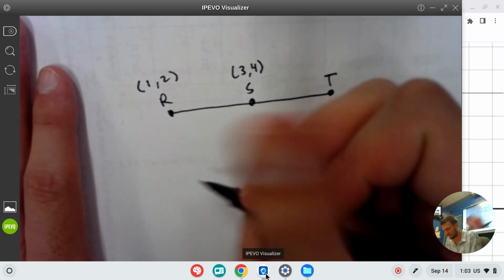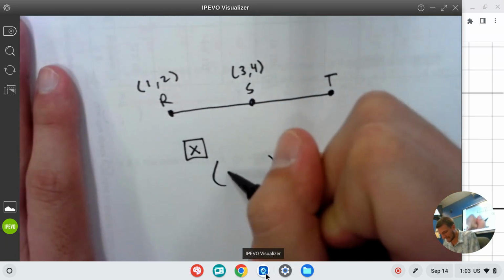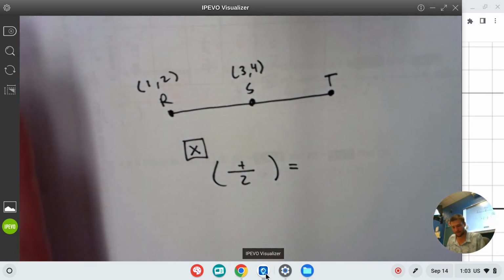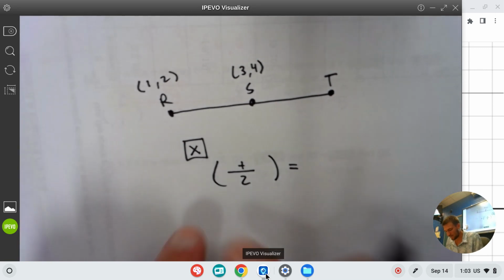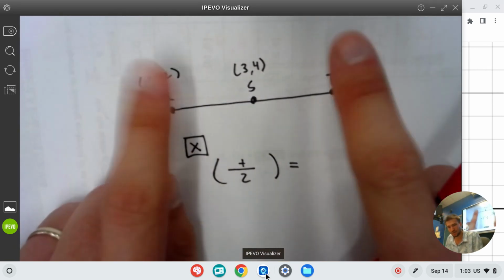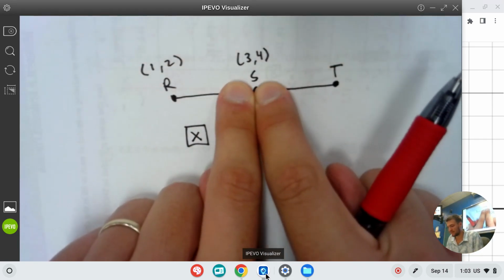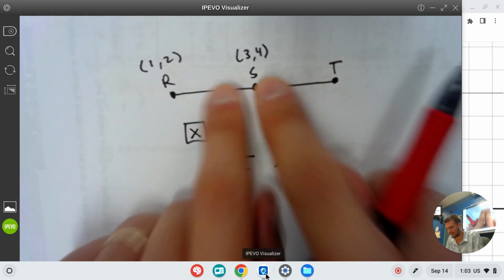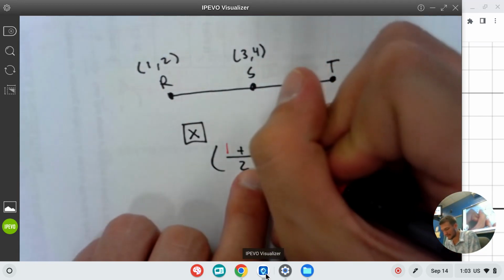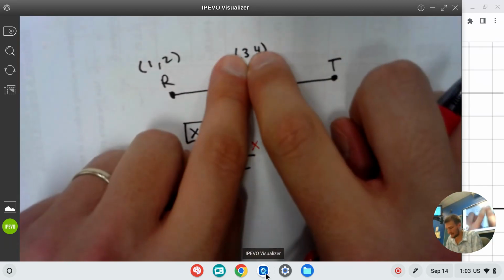So, if we're just doing this question real quick, we're missing what T is. Okay? Our midpoint formula. Let's find the X first. It says add them up, divide by 2, and that should equal the midpoint. So what we should have here is add up the two ends, and you should get the middle. So if I'm going to add up the left, and I don't know what that is, I should get the middle.